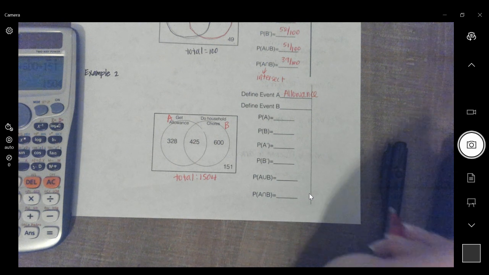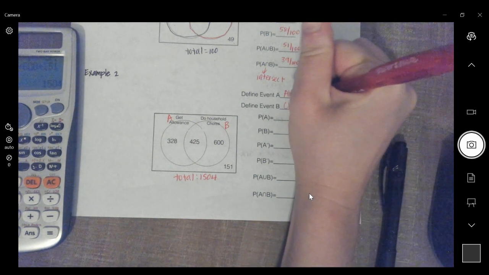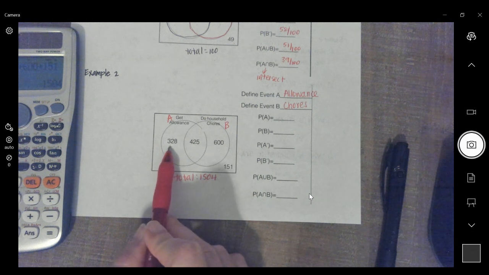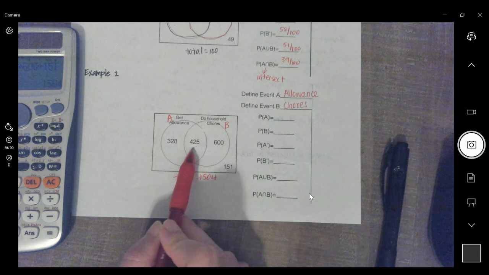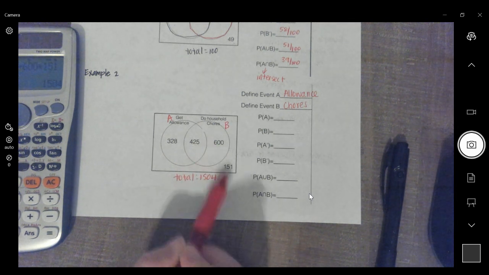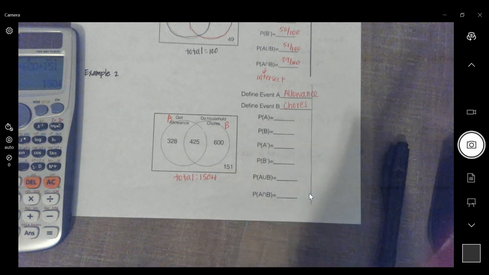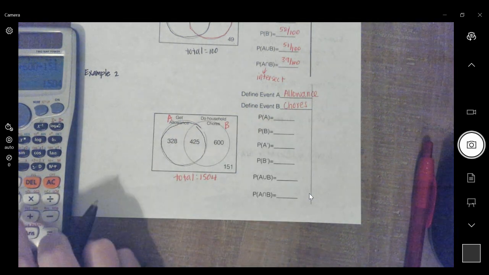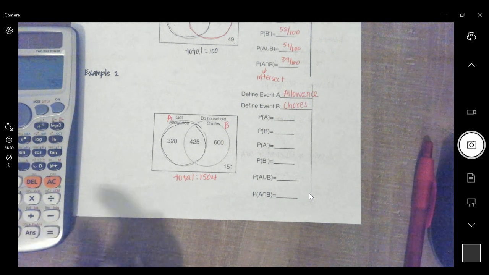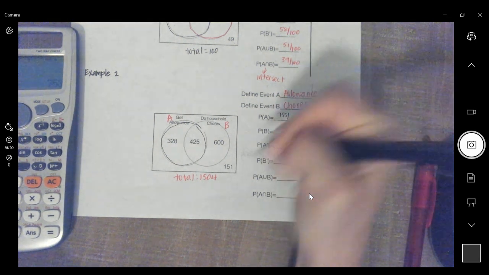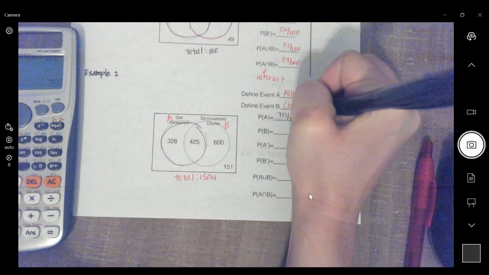and B is the household chores. Okay, so these are the people that just get an allowance for doing nothing apparently. These people do chores and get allowance. These people just do chores, and then these people don't do either. Okay, so probability of A, so that's my whole A circle. We need to do 328 plus 425, that entire thing. So 753 people out of the 1504.